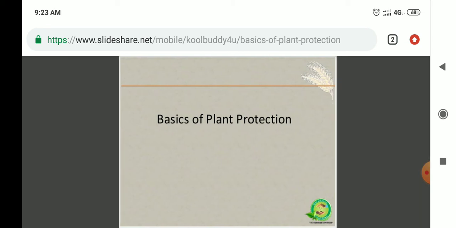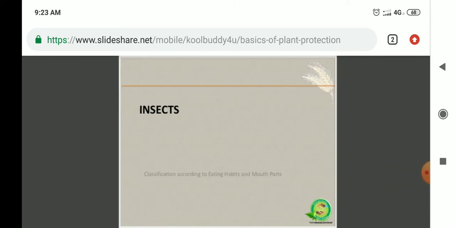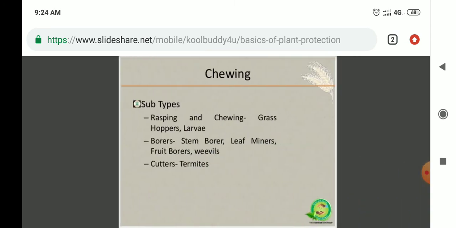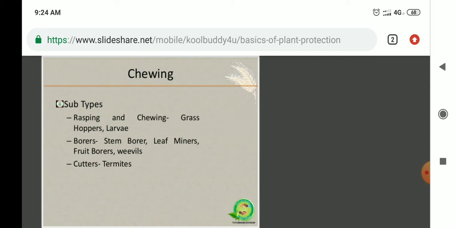My subject is agricultural chemistry and chapter number 6 is the protection of plants. Firstly, the basics of plant protection: insects are classified according to their eating habits and mouth parts. Second is the chewing subtype, the rasping and chewing: grasshopper larvae, borers, stem borers, leaf miners, fruit borers, weevils, cutters, termites.